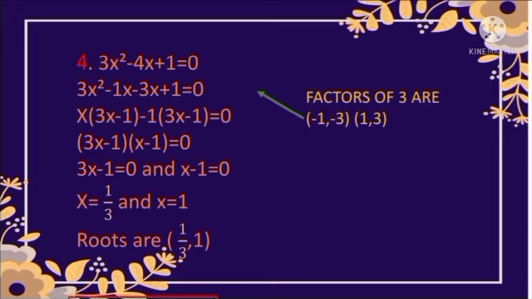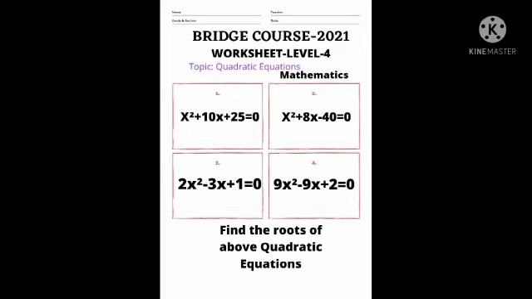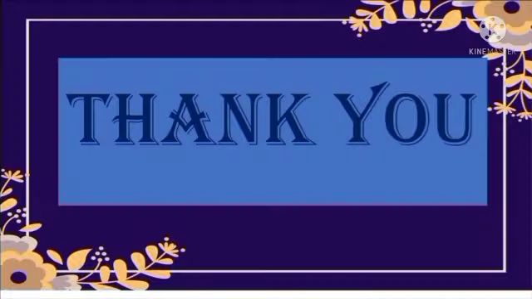Students, I hope you have understood the concept. Now it is time for the evaluation worksheet. Here I am giving 4 quadratic equations to be solved by the factorization method: x square plus 10x plus 25 is equal to 0; x square plus 8x minus 40 is equal to 0; 2x square minus 3x plus 1 is equal to 0; 9x square minus 9x plus 2 is equal to 0. Find the roots of the above quadratic equations. Thank you.